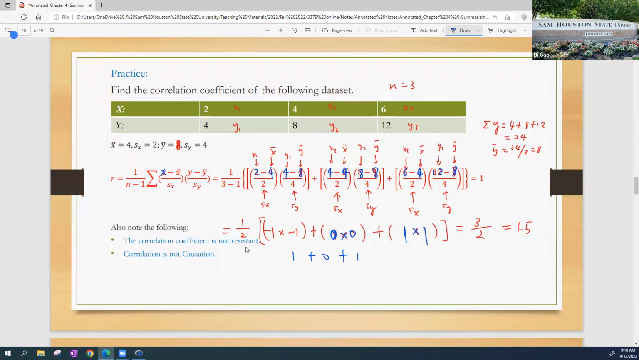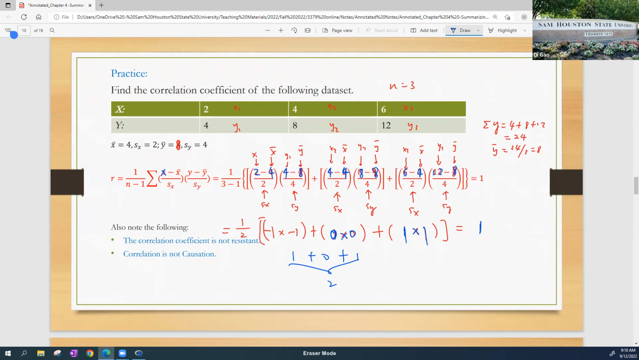So we got 1 plus 0 plus 1, so that's a 2. So altogether, that's 2 divided by 2, so that's 1. Okay, so now we got the correct calculation. r is 1. So we got a perfect positive linear relationship when r equals 1.